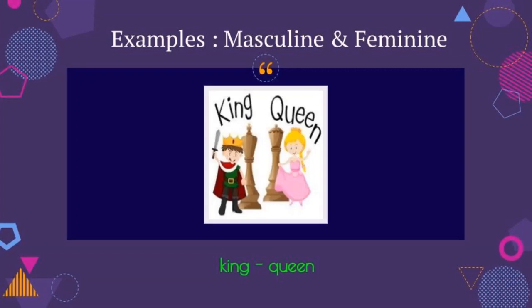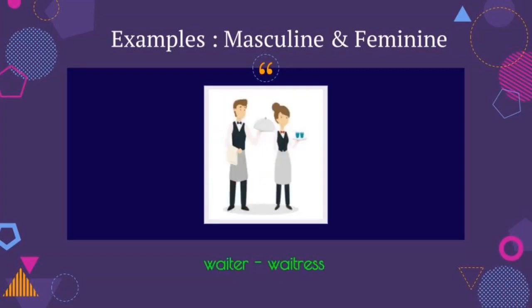And the next example is waiter and waitress. Waiter is a male person who works in a restaurant or hotel to serve customers. What do you mean by waiter? Waiter is a male person who works in a restaurant or hotel. Waitress is a female person who works in a restaurant or hotel to serve the customers. The opposite gender of waiter is waitress.